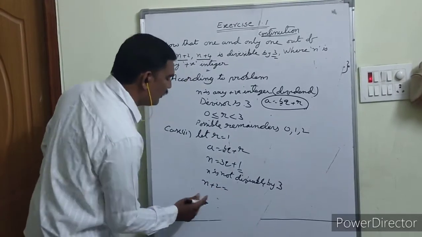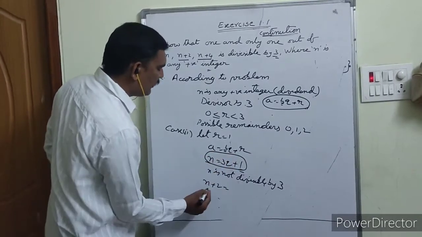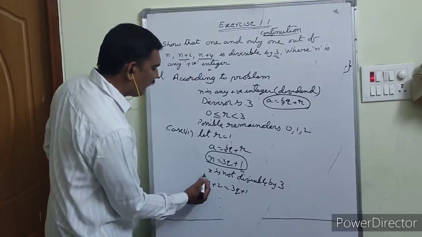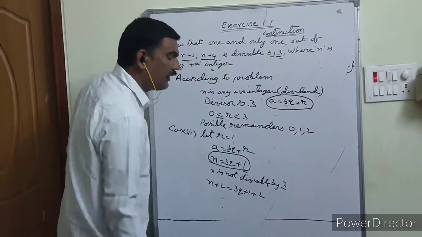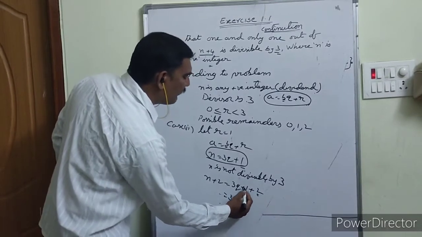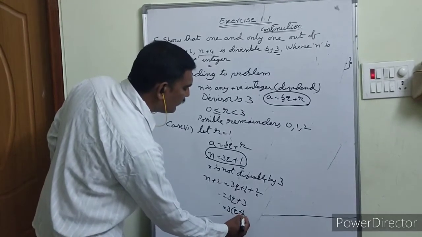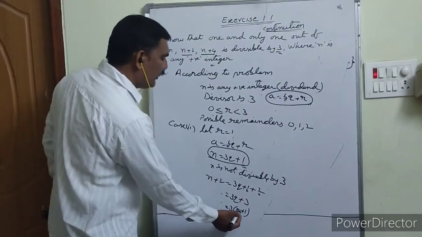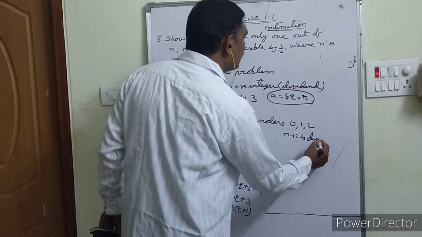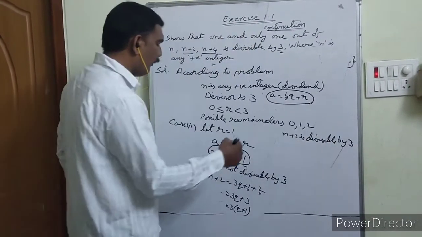Now go for n plus 2. What do you have to write in place of n? n is equal to 3q plus 1. So in place of n, write 3q plus 1, and after n you are seeing plus 2, so write plus 2. Now like terms: 1 is there, 2 is there, both are numbers only. 1 plus 2 will become 3. 3q plus 3. You can take 3 as common, that is 3 into (q plus 1). 3 into some number is there. So n plus 2 is divisible by 3.